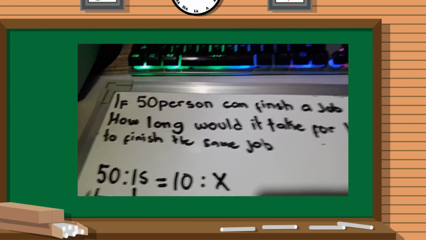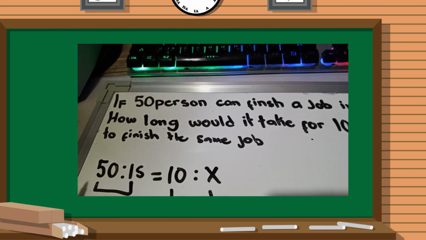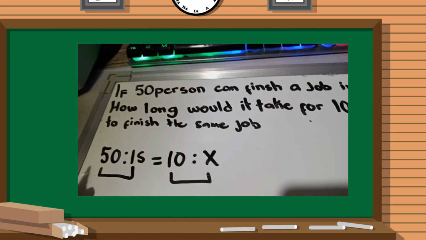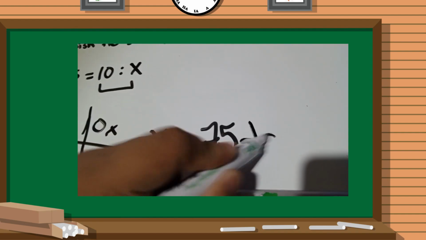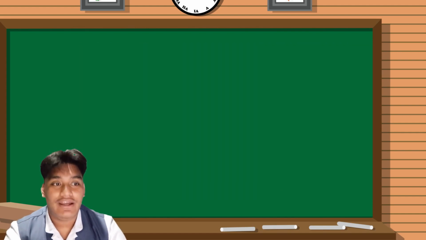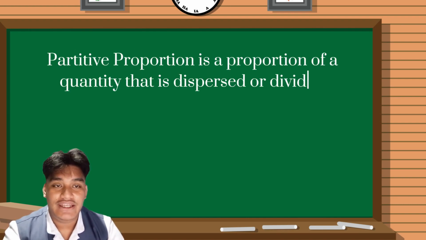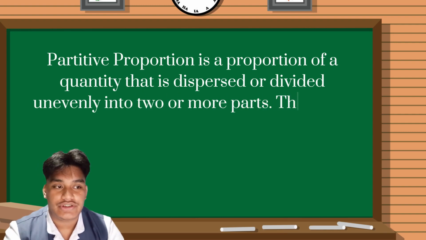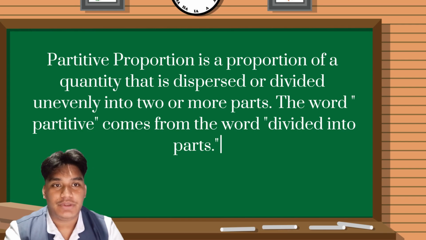And the answer, in the question, if 50 person can finish a job in 15 days, how long would it take for 10 person to finish the same job? The answer is 75 days. Lastly, we have partitive proportion. Partitive proportion is a proportion of quantity that is dispersed or divided unevenly into two or more parts. The word partitive itself comes from the word divided into parts.